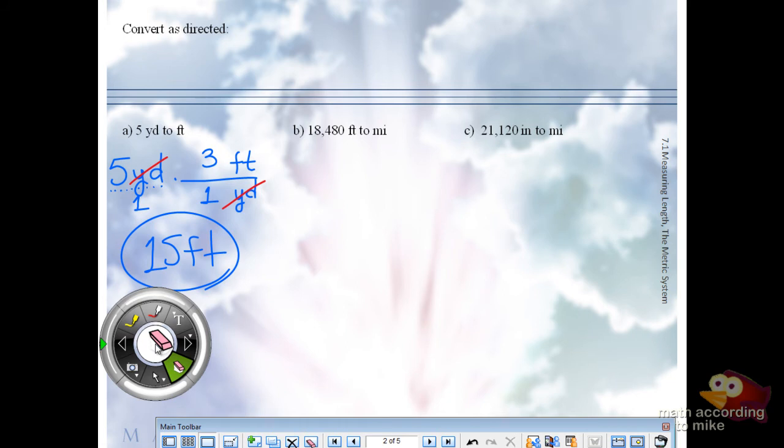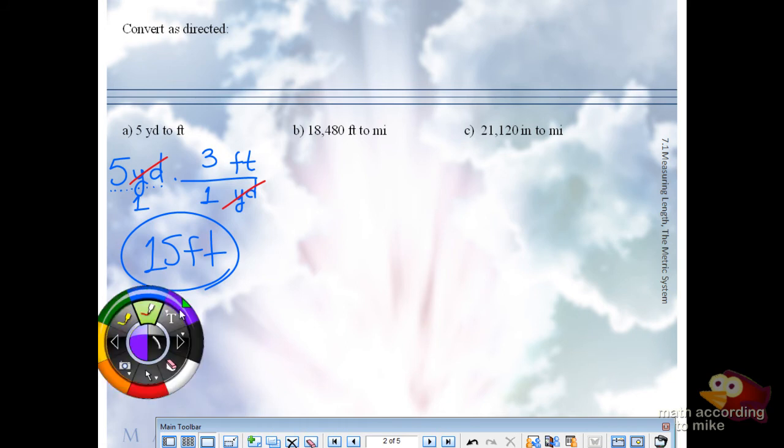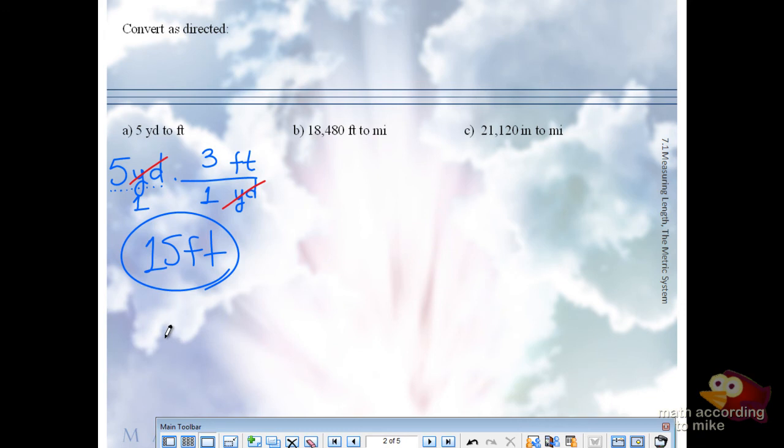All right, so let's do another one. So feet to miles. So we're going to write this out. We're going to put feet on top. We're going to put a 1 underneath it. The 1 is just there as a visual. We want to get rid of feet. We want to go to miles.